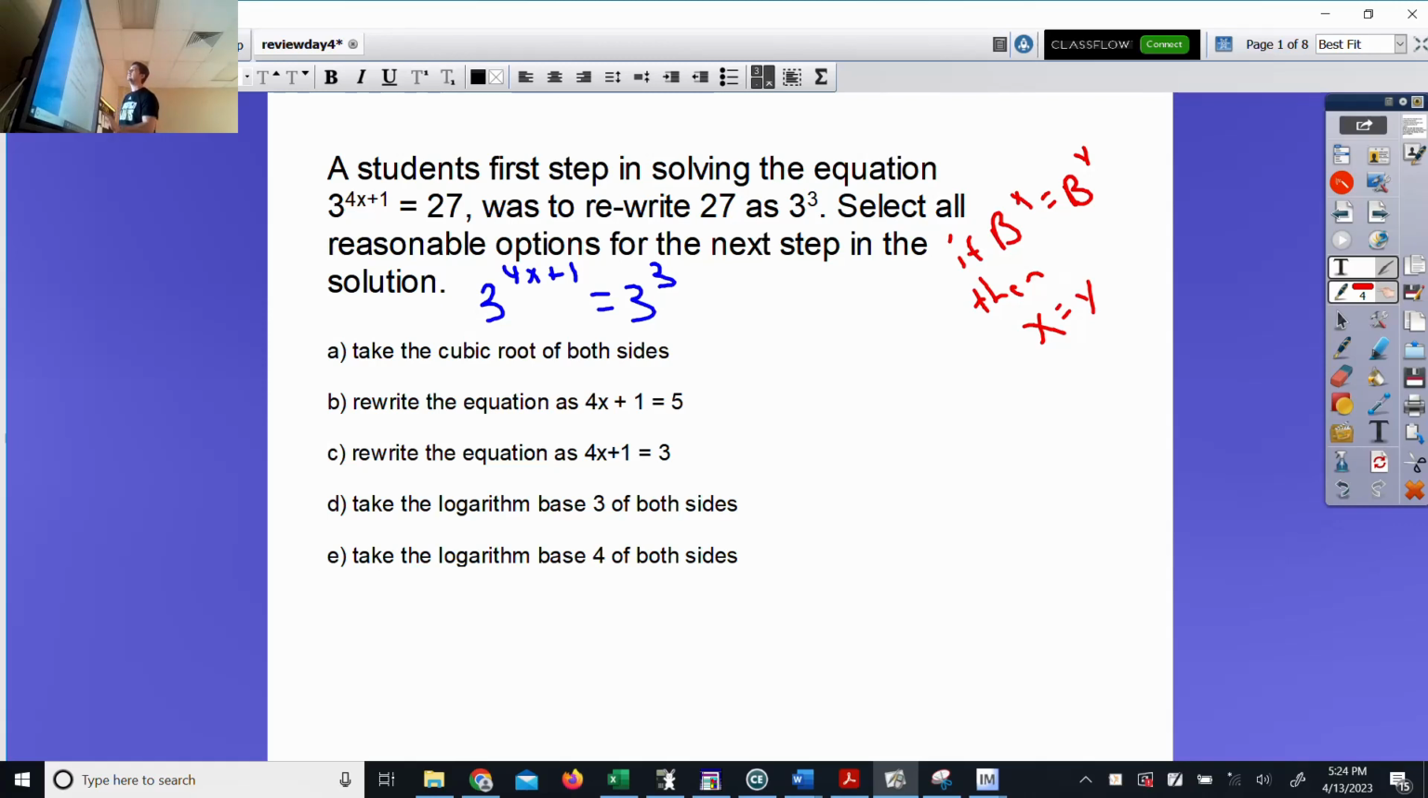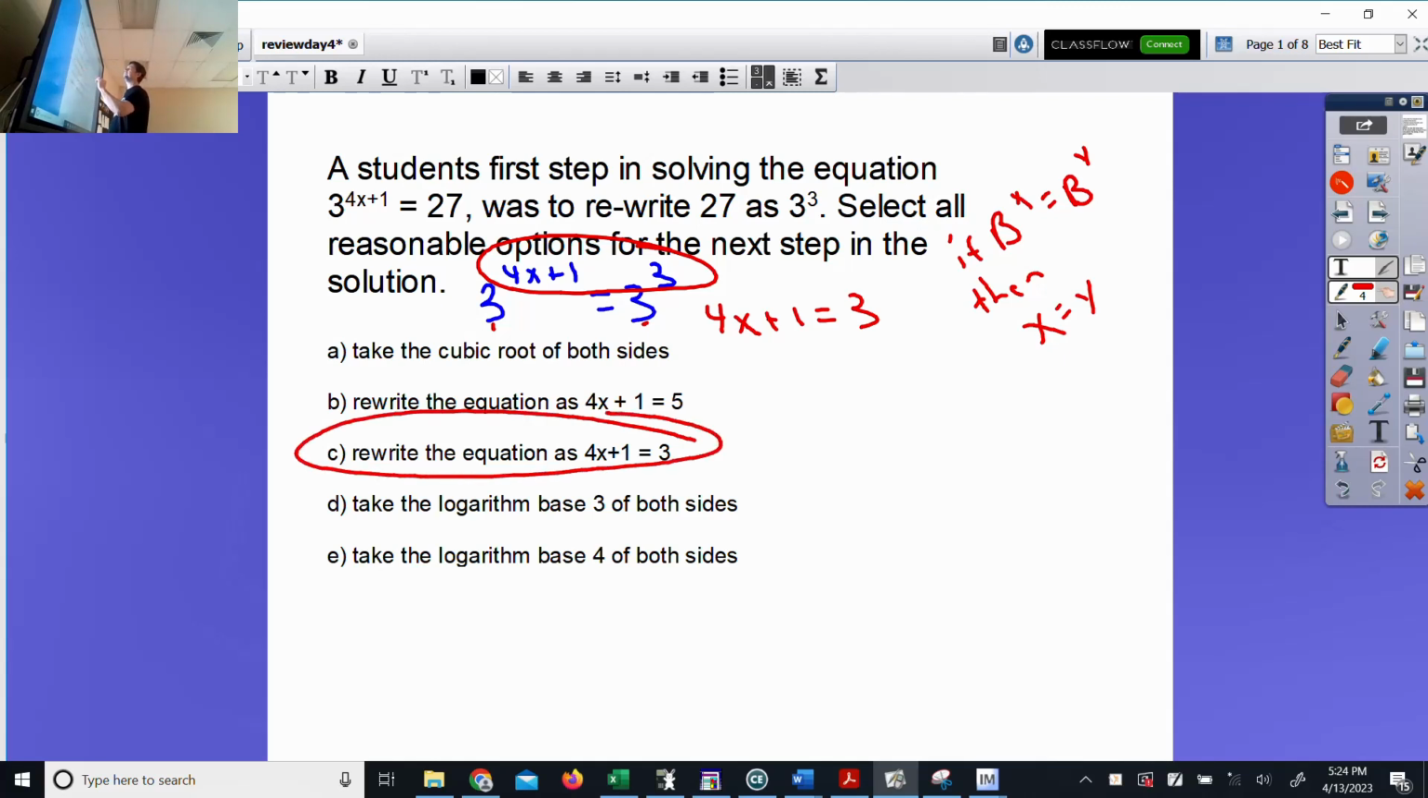I promise. So since that's true, since these bases are both 3's, I can say 4x plus 1 is 3. So this makes perfect sense. Now is it to select all? There's more than one answer to this.